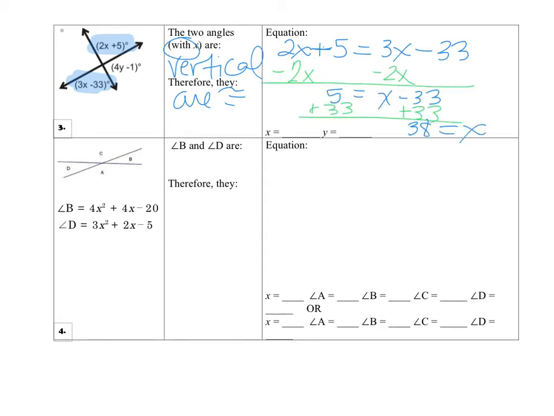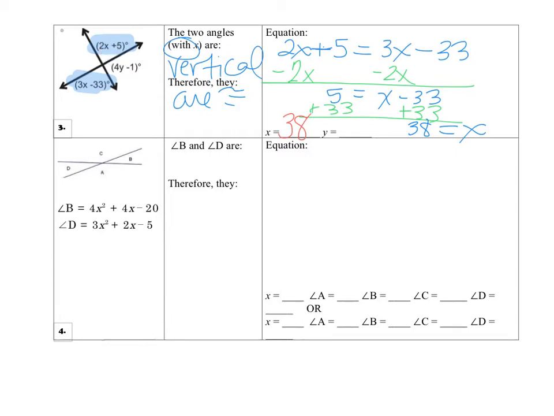Okay, hopefully when you solved that, you got that x was 38. And we want to figure out now how we're going to use that to find y. So let's hop over to our diagram and figure out what those two angle measures are. So if we plug 38 right here, 2 times 38, that's 76. And then we're going to add 5. So that means that this angle right here is 81.